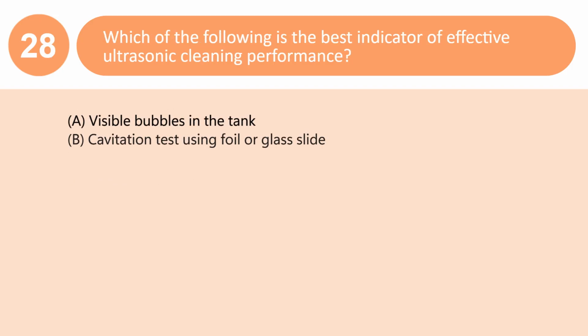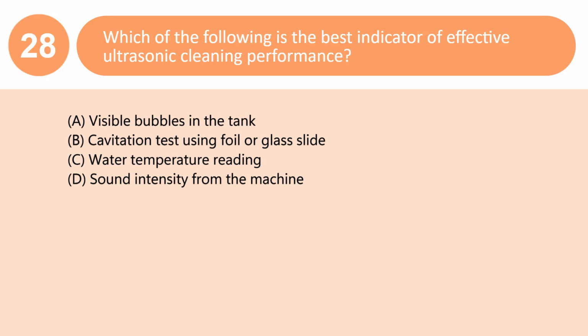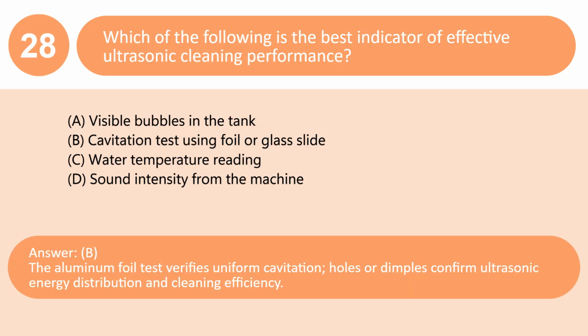Which of the following is the best indicator of effective ultrasonic cleaning performance? A. Visible bubbles in the tank. B. Cavitation test using foil or glass slide. C. Water temperature reading. D. Sound intensity from the machine. Answer: B. The aluminum foil test verifies uniform cavitation. Holes or dimples confirm ultrasonic energy distribution and cleaning efficiency.